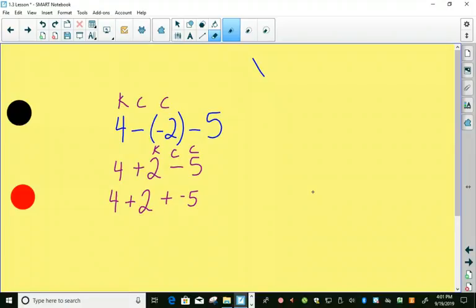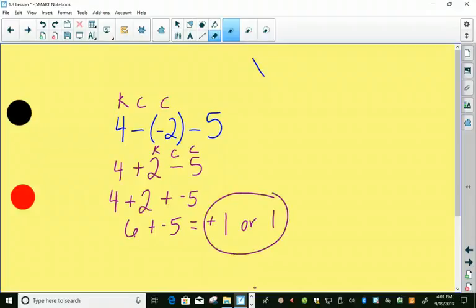So if I look, because everything's addition, I can use the commutative property of addition. I have 4 plus 2, which equals 6, plus negative 5. The signs are different, so I take the difference, which is 1, because 6 is heavier than negative 5. My answer is going to be positive, so it's positive 1 or 1. And that will be the addition problem to this problem.